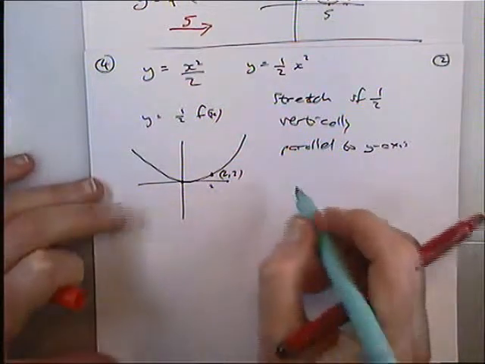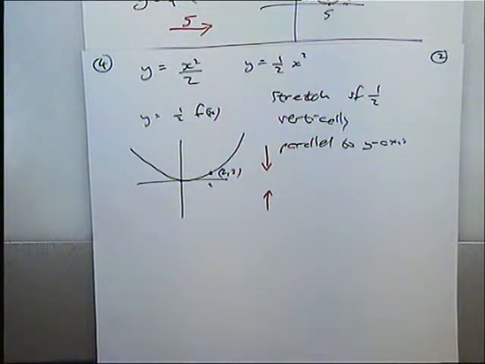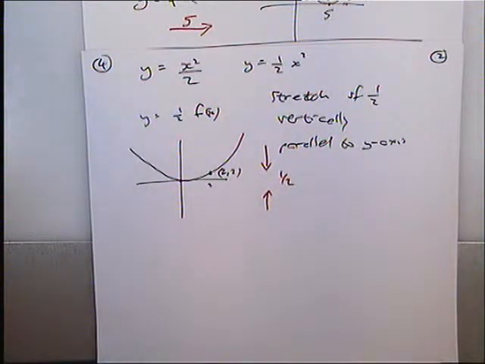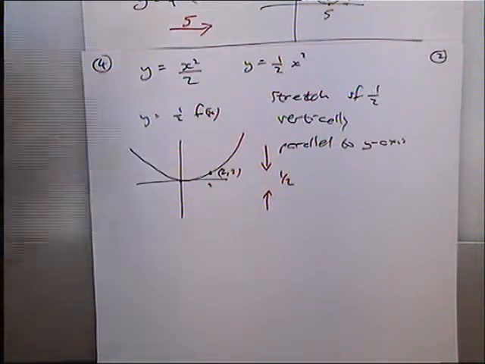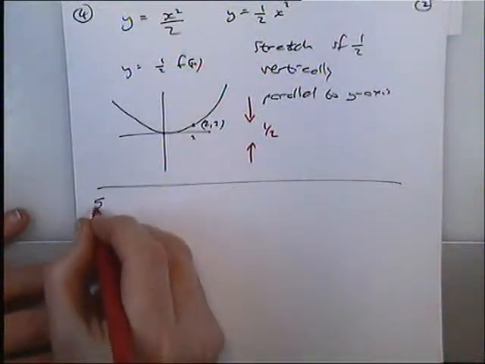So one way of thinking of it, which is what I do in diagrammatical arrows, is you sort of pushed it in vertically. Everything is half the distance it was away from the x-axis. Okay, all happy with that one? Okay, so next one, number 5.